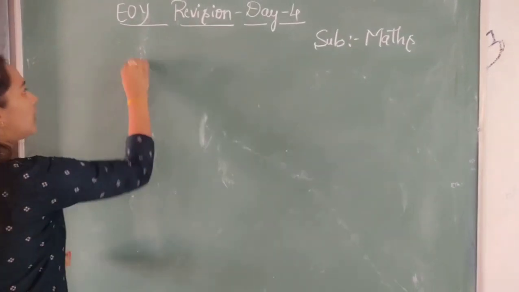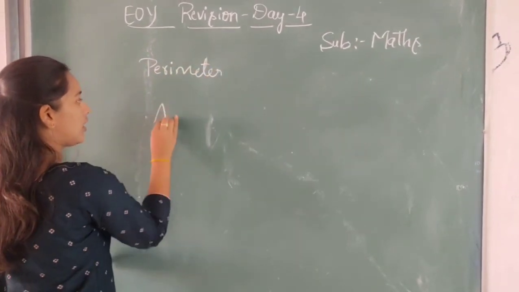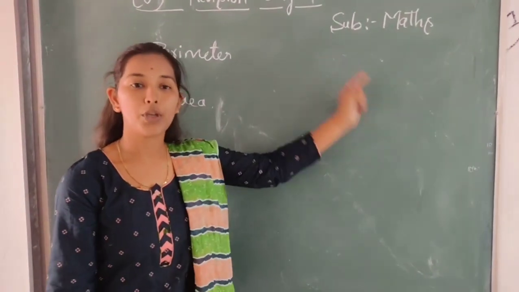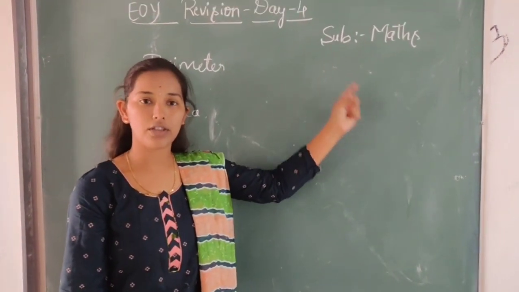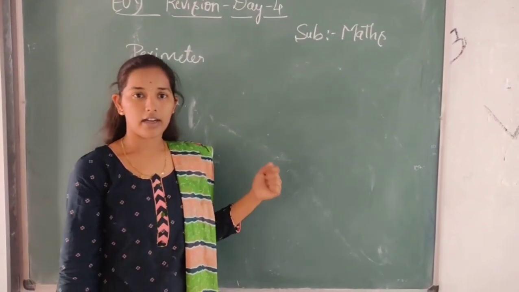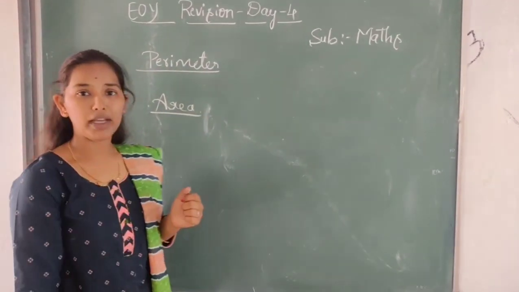We learned the perimeter and area, perimeter and area of some shapes, volume of cuboid, cube, cylinder, cone, and also square and rectangle, right? So first we have to learn what we mean by perimeter and what we mean by area.